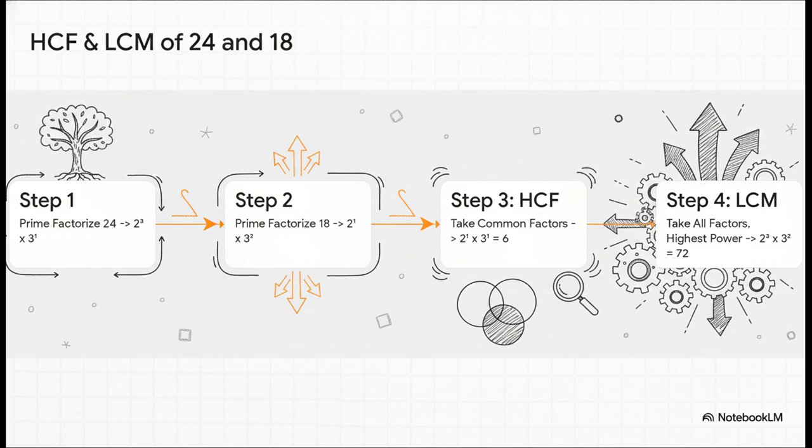Now, here's the cool part. From this one step, we can get both answers. For the HCF, you just grab the common factors and use their lowest power. And for the LCM, you take all the factors and use their highest power. See? It's really that straightforward.